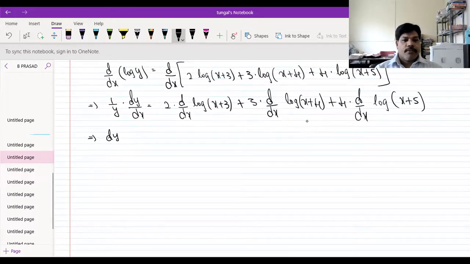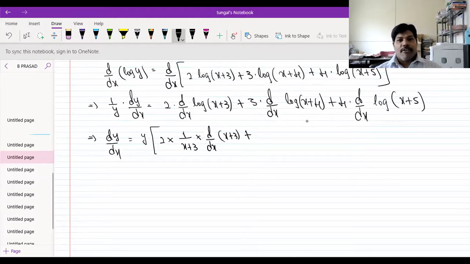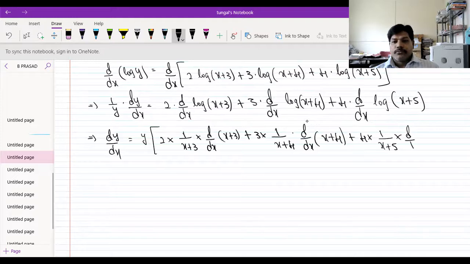dy by dx is equal to y into 2 into derivative of log of x plus 3, we already know that is 1 by x plus 3 into derivative of x plus 3, plus, because log f of x derivative is 1 by f of x into f dash of x, here 3 into derivative of log of x plus 4, derivative 1 by x plus 4 into derivative of x plus 4, plus 4 into log of x plus 5 derivative 1 by x plus 5 into derivative of x plus 5.